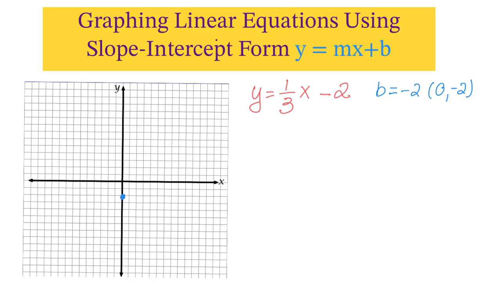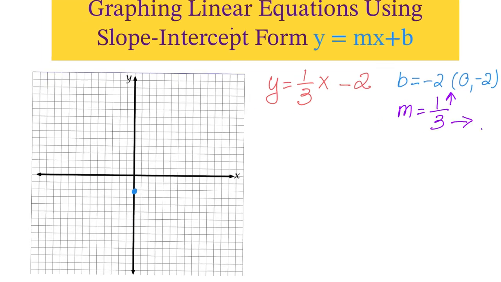Next, let's write our slope. Our slope is 1/3. If you remember, we were converting a whole number into a fraction, but this is a fraction already. We don't have to do anything else. We just know that this tells us to go upwards because it's a positive slope, 1, and then to the right, 3.